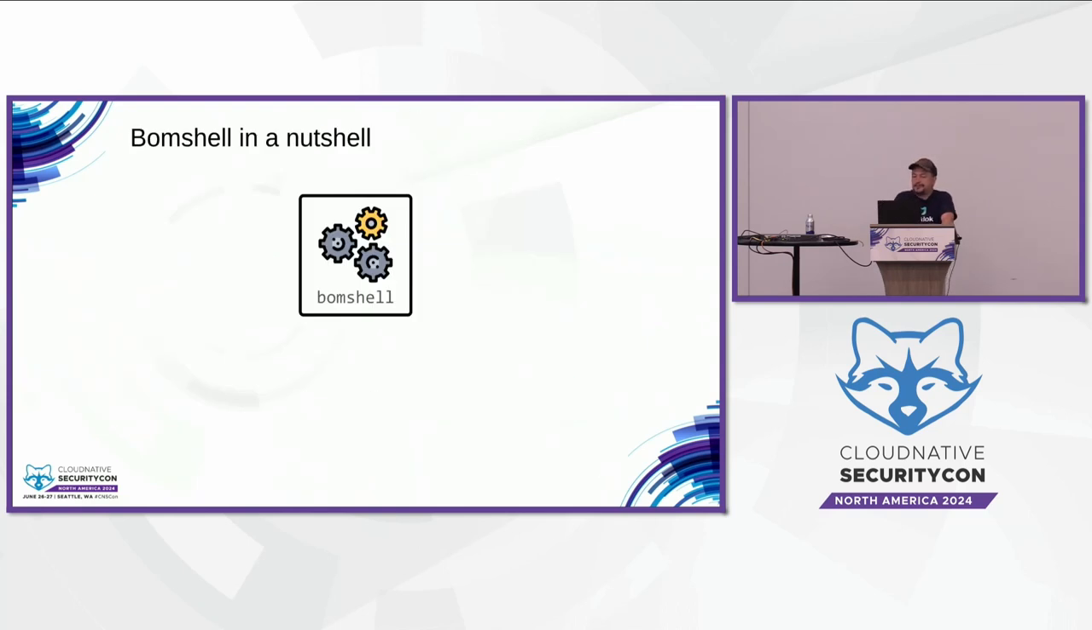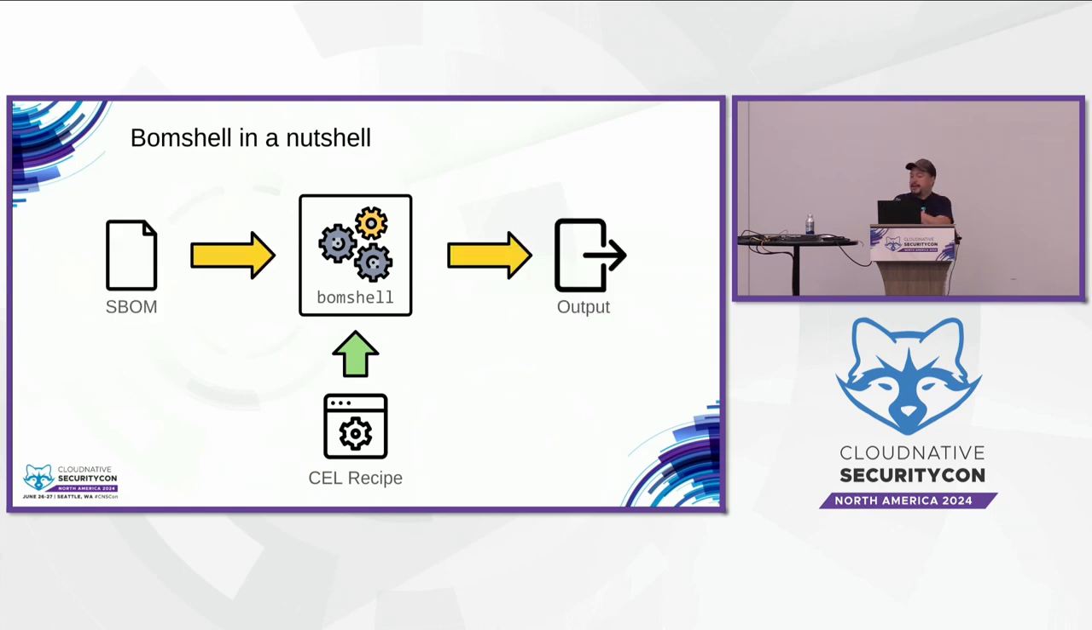So how does Bomshell work in a nutshell? Well, at its core, it's simply an interpreter. You have the Bomshell binary, and you load what we call our CEL recipe, and it generally can be just one line of code that does a transformation to your SBOM. And then you feed it an SBOM, and you get an output. That's the basic operation of it.